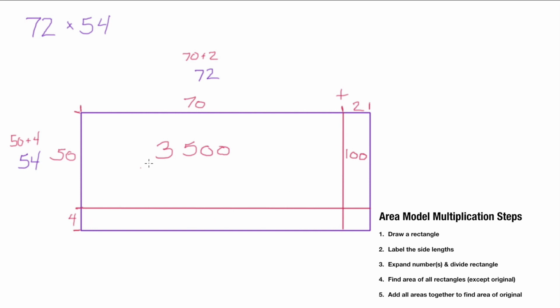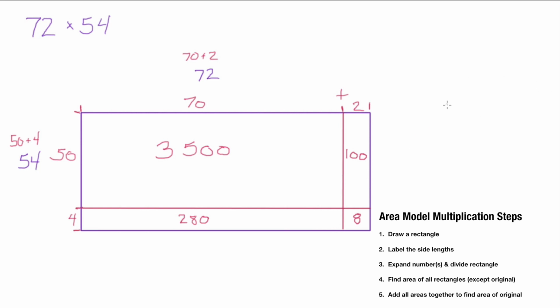Continuing, we can multiply 4 by 70. So 4 times 7 is 28, and we add that 0 because 70 is in the tens place, giving us 280. And for our final smallest rectangle, we have 4 multiplied by 2 gives us 8 square units.